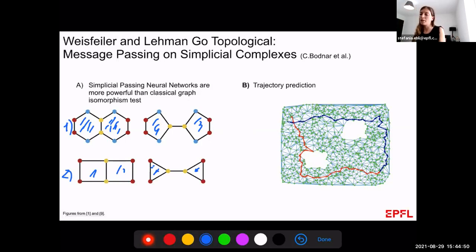And another application that they did in the same paper was trajectory prediction. Imagine you have this simplicial complex here, and the task is to classify two kinds of trajectory: the trajectory that goes below this hole and the trajectory that goes above this hole. The simplicial message passing neural networks were very good at predicting if a trajectory on the one-simplices was going down this hole or going up.